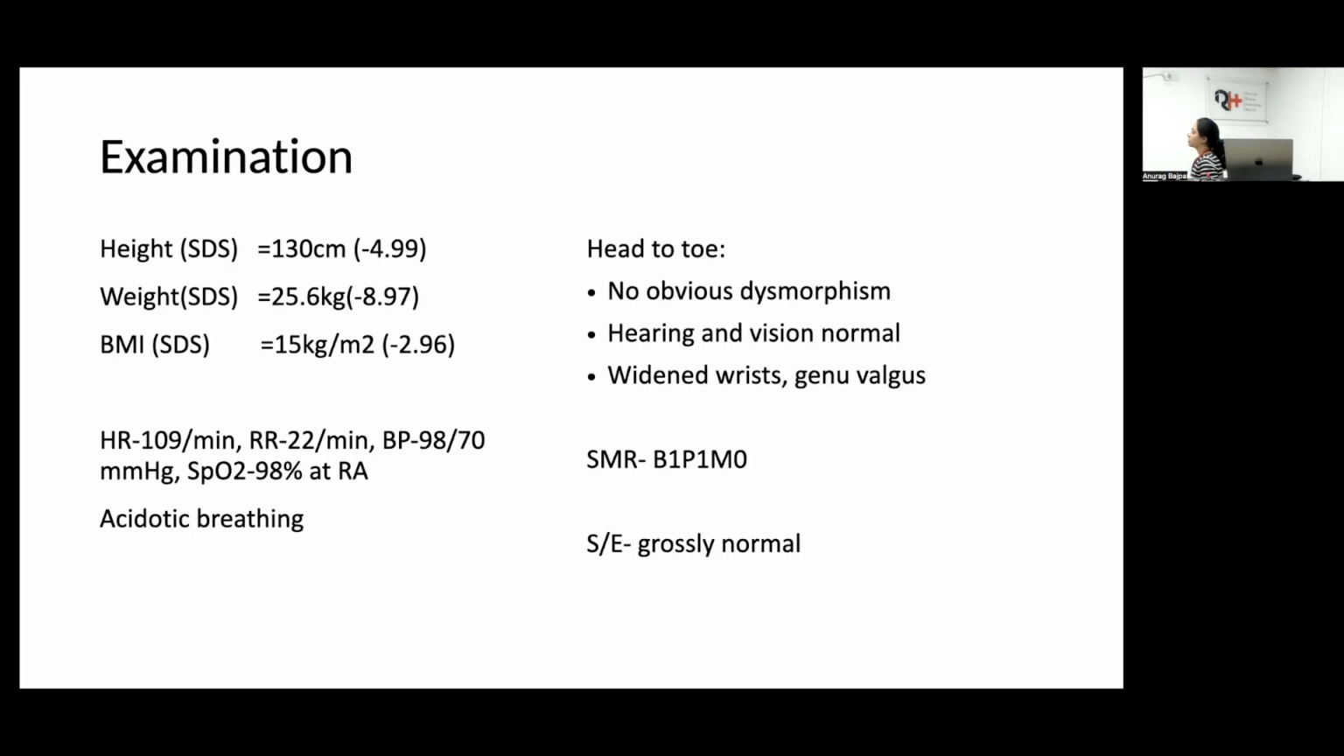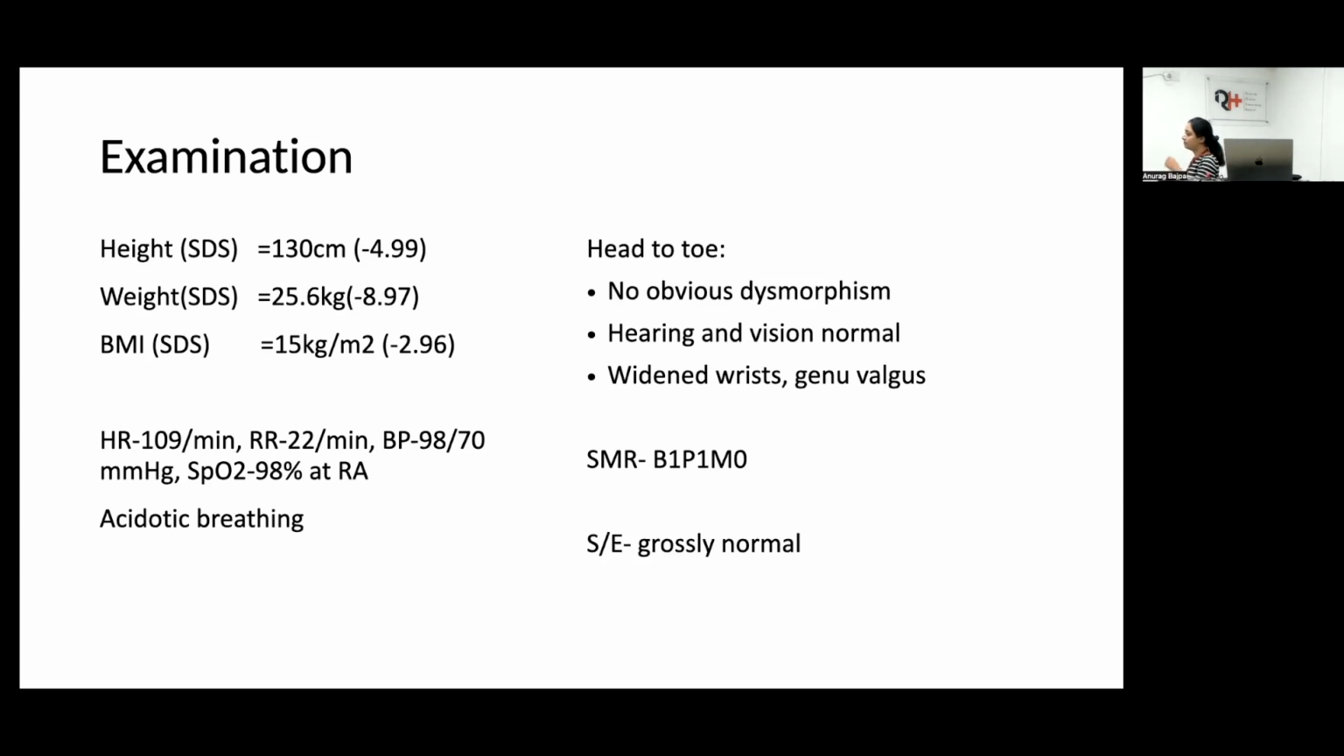At presentation to us at 12 years of age, she was significantly stunted, underweight, and wasted. She had mild tachypnea and tachycardia with an acidotic pattern of breathing. Head-to-toe examination showed no obvious dysmorphism, and no obvious hearing or vision abnormalities. However, we could appreciate widened wrists and genu valgum.